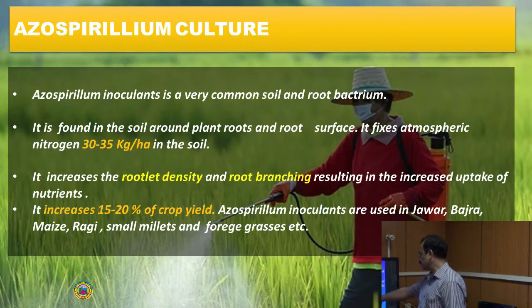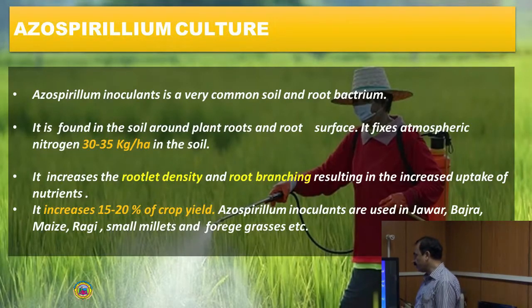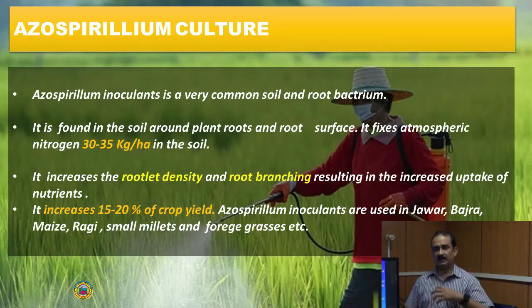Then root branching also results in increased uptake of the nutrient. It may be for nitrogen uptake, phosphorus uptake, potassium uptake and micronutrient uptake. So all are increased through the use of this Azospirillum culture. It increases crop yield by 15 to 20%. Again, by the use of Azospirillum culture, farmers can increase their crop yield by 15 to 20%.